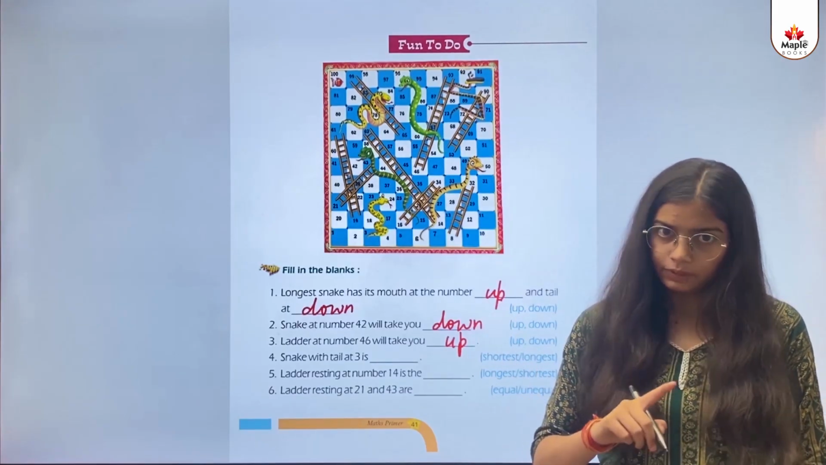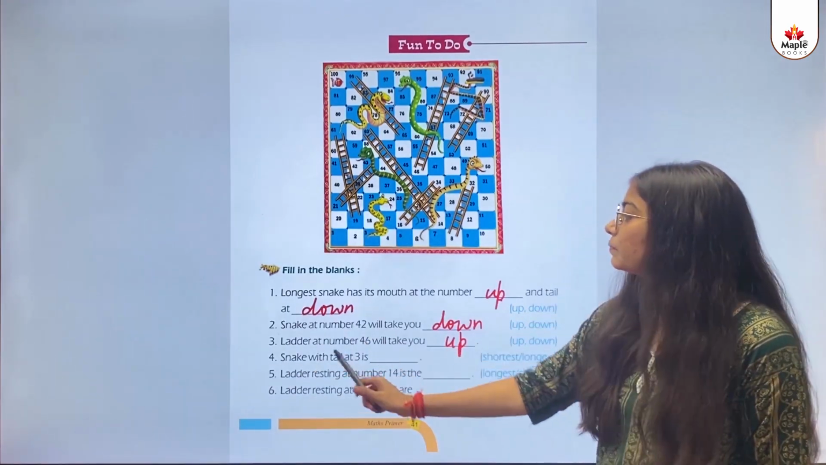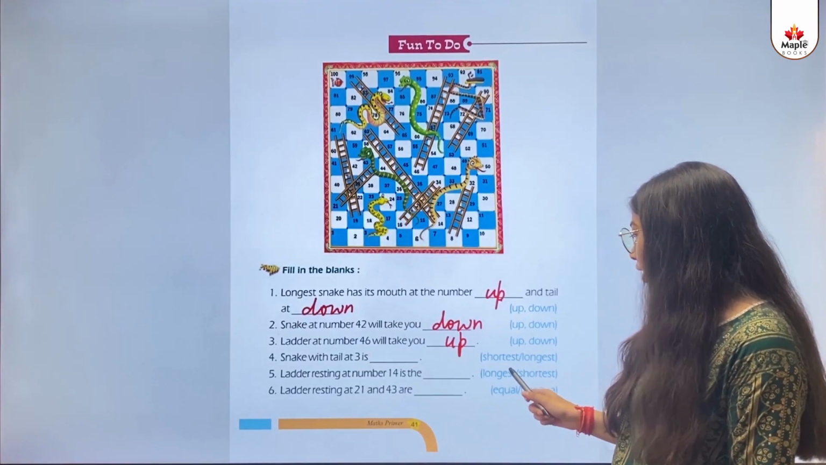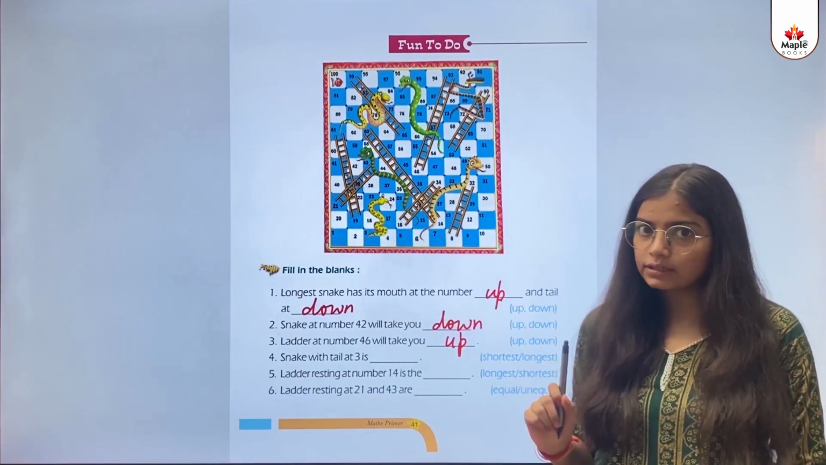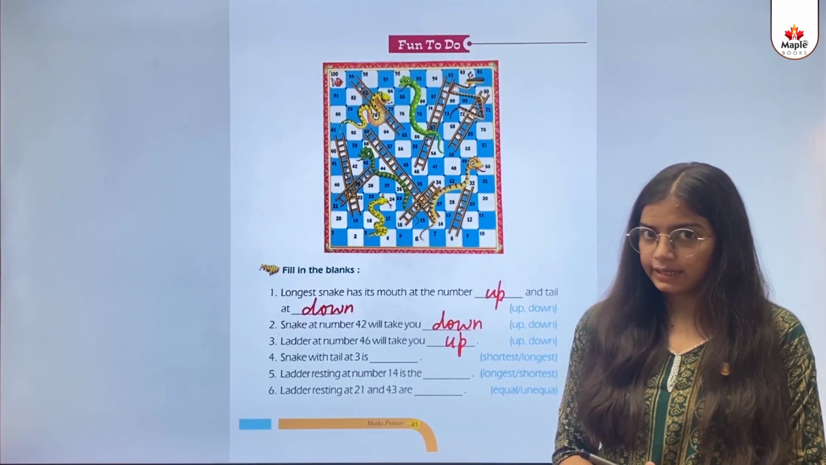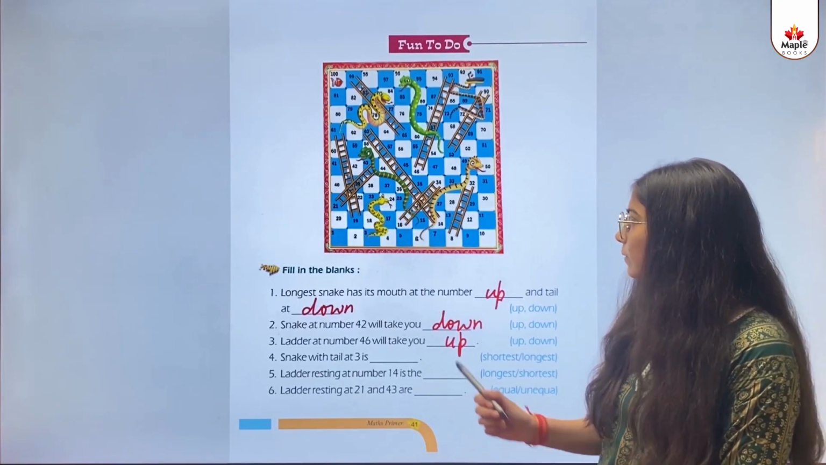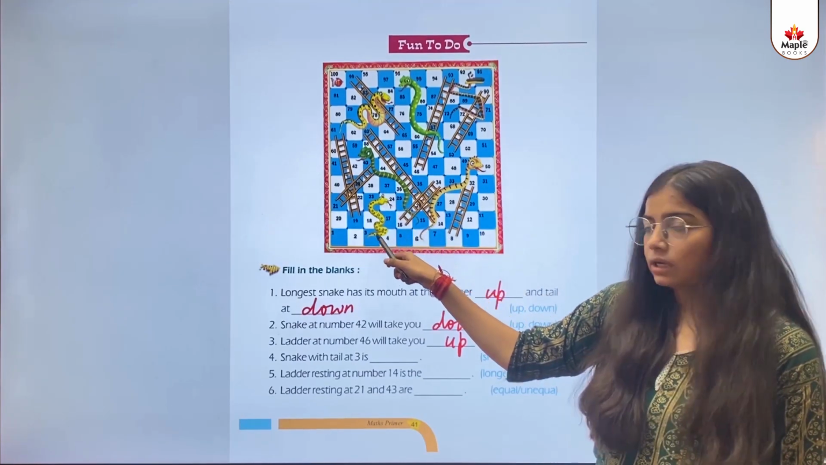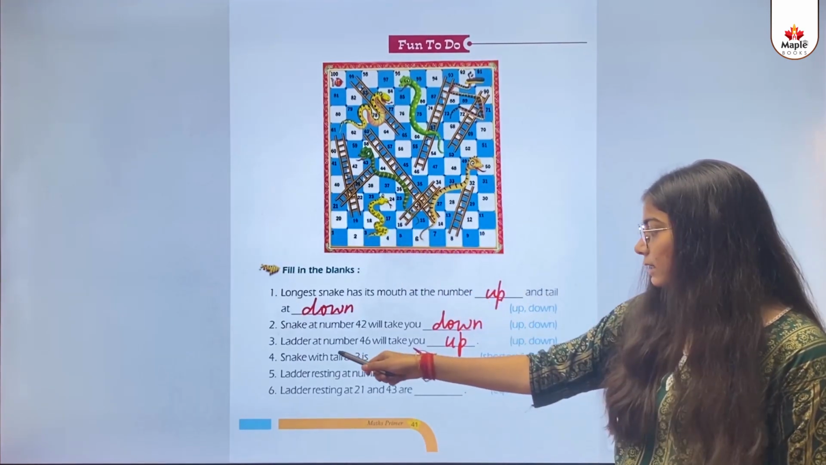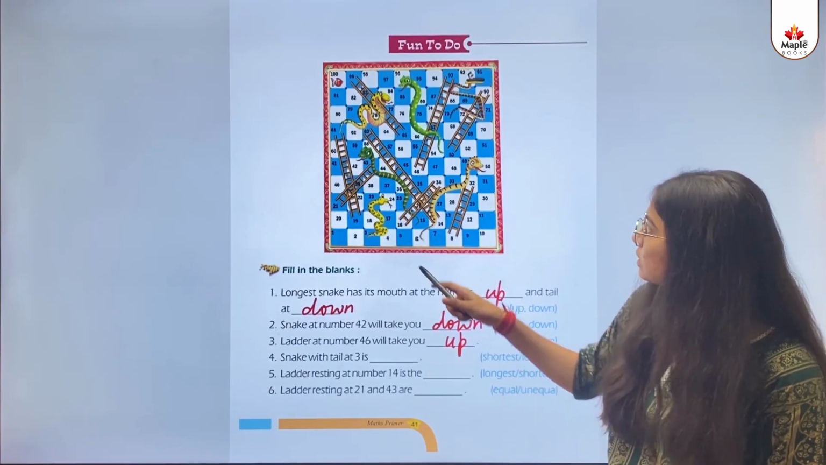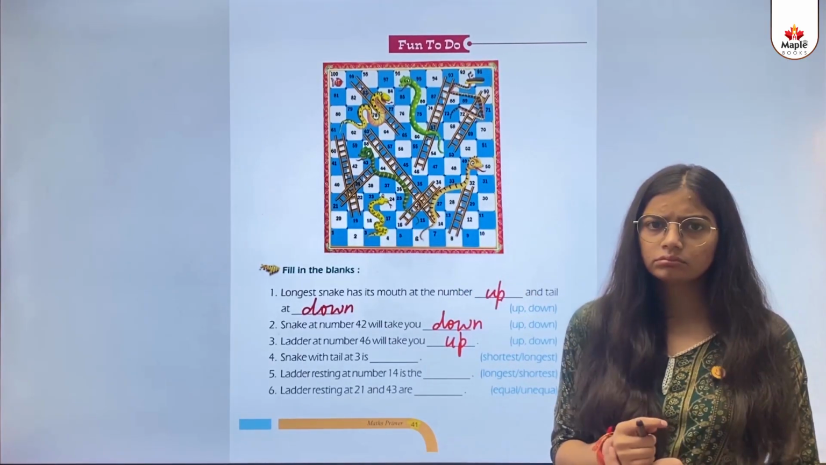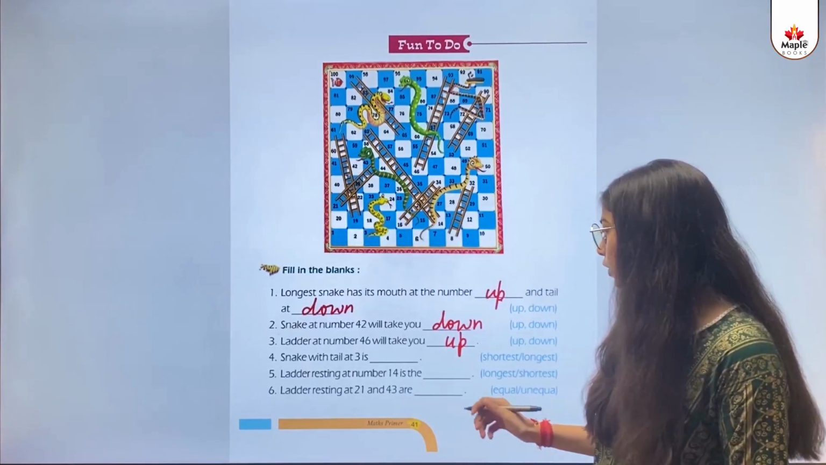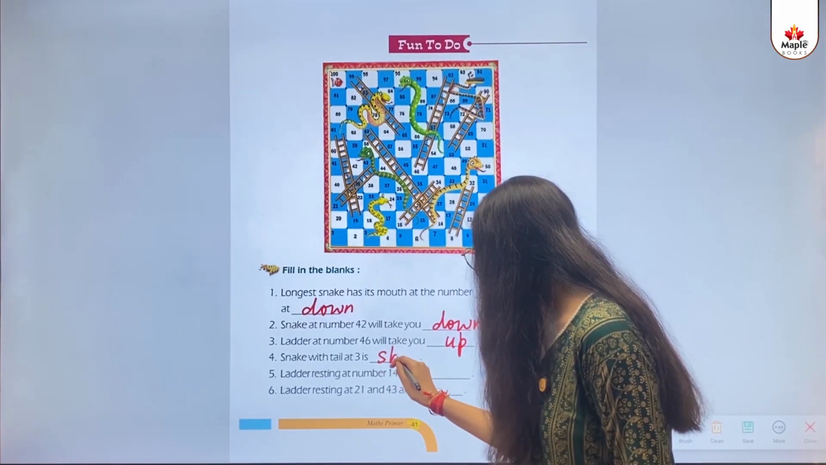U-P, up. Clear? Fourth, snake with tail at 3 is dash, shortest or longest. So we will look at the snake 3. Okay, so this one is the snake whose tail is on number 3. So it is asking for that only. Is this one the longest one? No, this one is the shortest one. So what do we write here? Shortest.